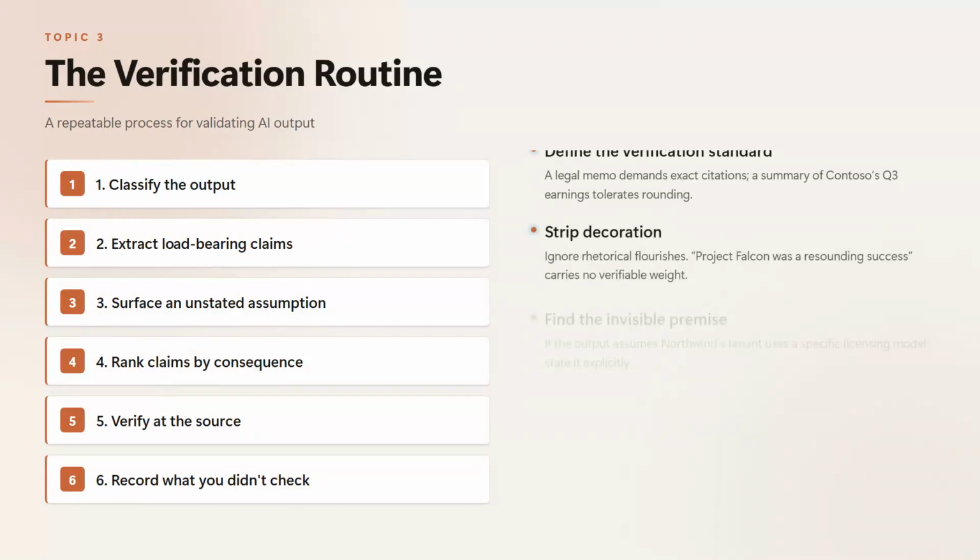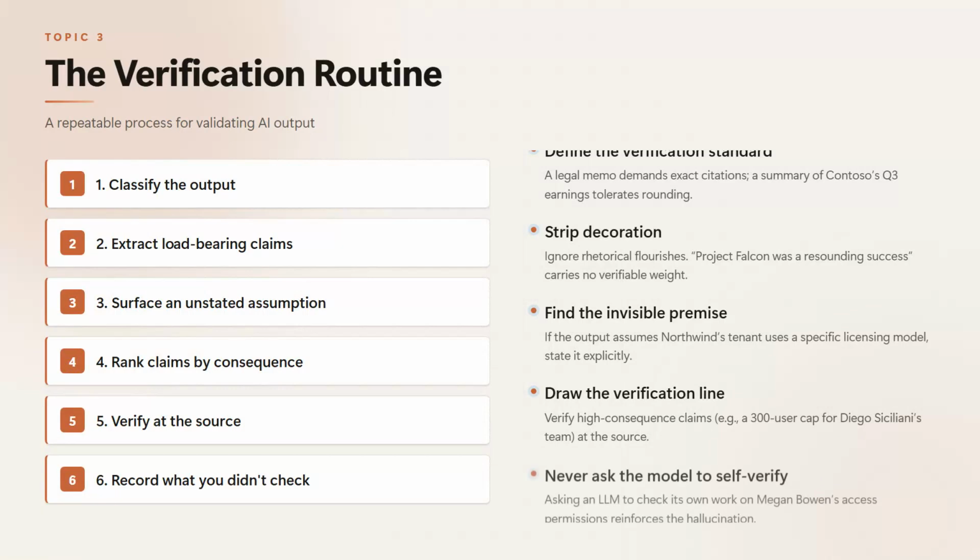The fix is a routine cheap enough to run every time. This 5-move routine takes about 10 minutes. It forces you to classify the output, extract the claims that actually matter, surface hidden assumptions, rank by consequence, verify only what is above the line, and, crucially, write down what you chose not to check. That last move converts invisible risk into visible risk, so the recipient knows exactly what to rely on.